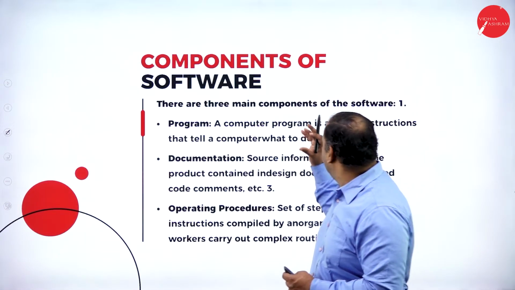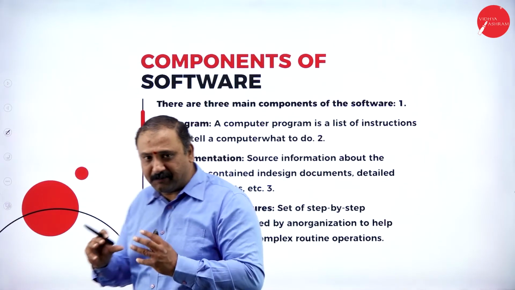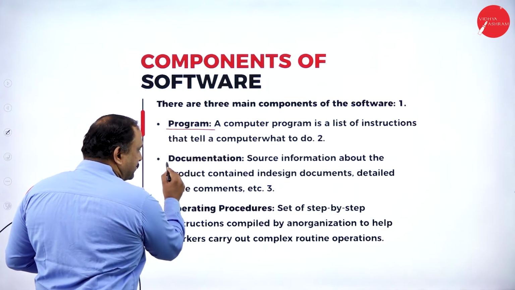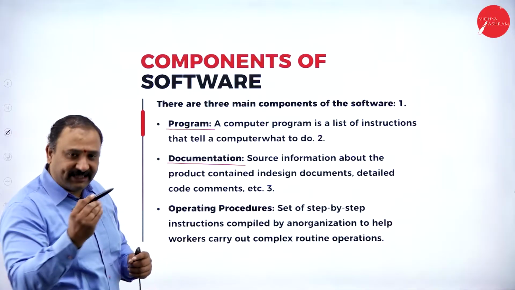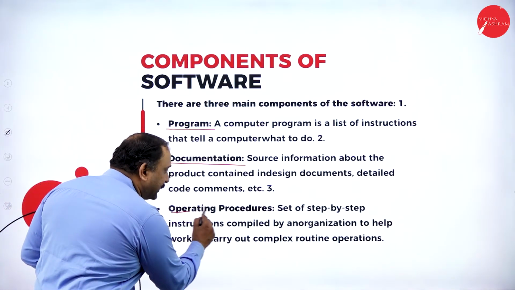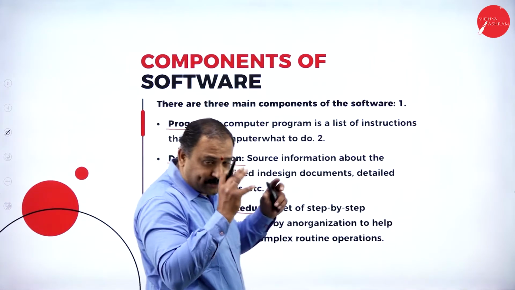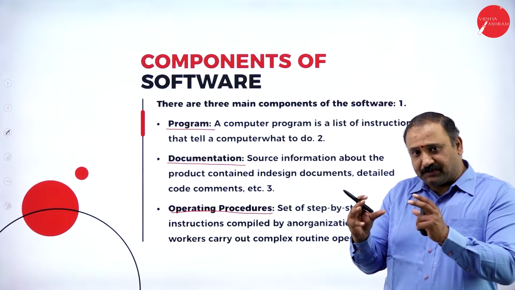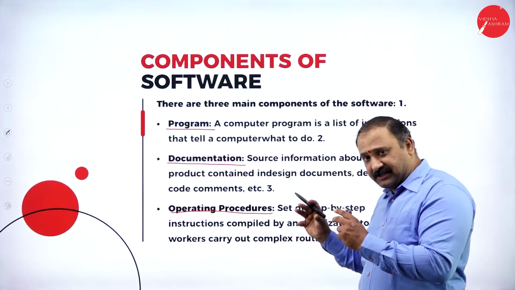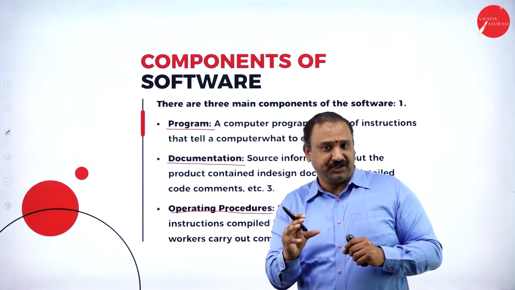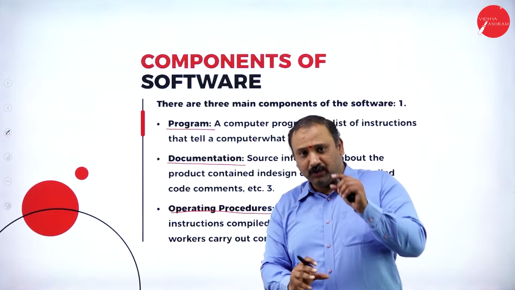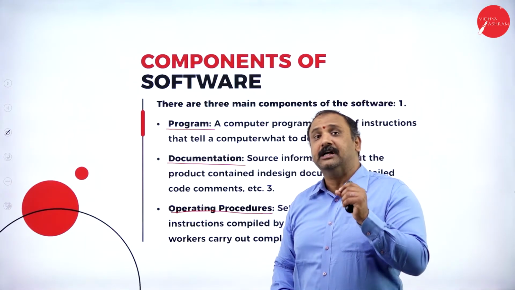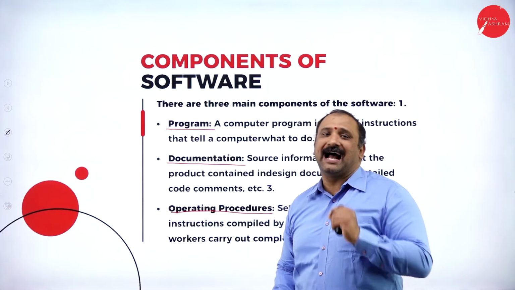Followed by which there are three main components of the software that we are going to learn, starting with the word program. Then we will go into documentation, and then the operating procedure. All these three words are very important. As part of this module syllabus, in software engineering as a subject, you need to understand the terms and terminologies clearly because that will define your activity.